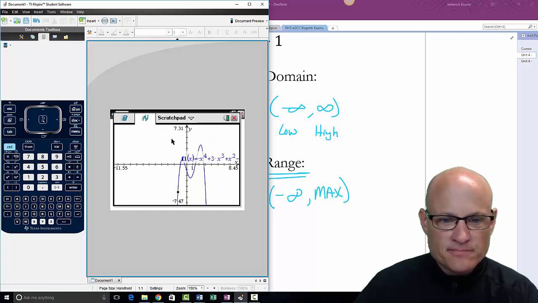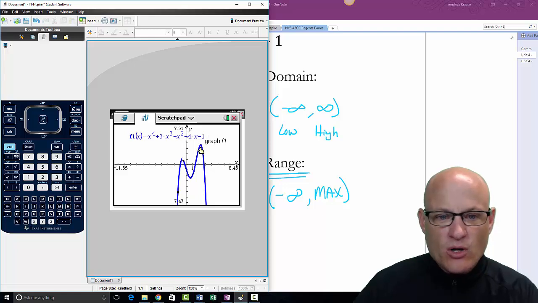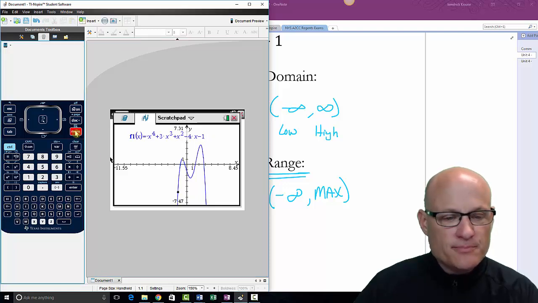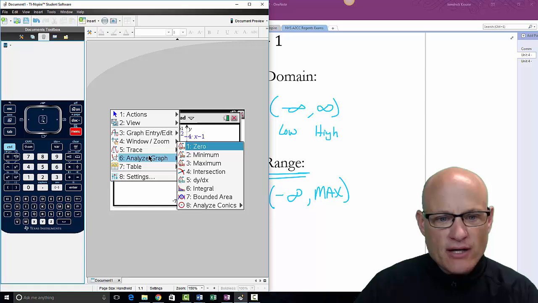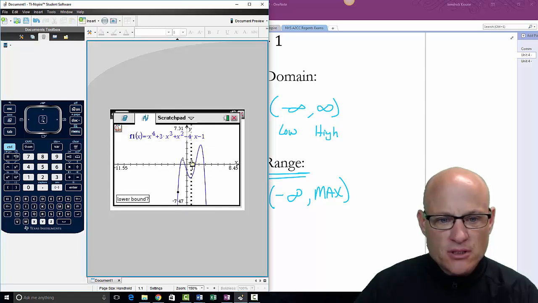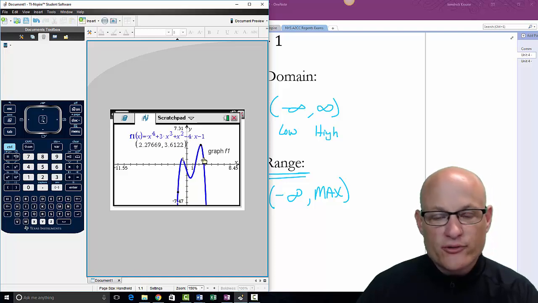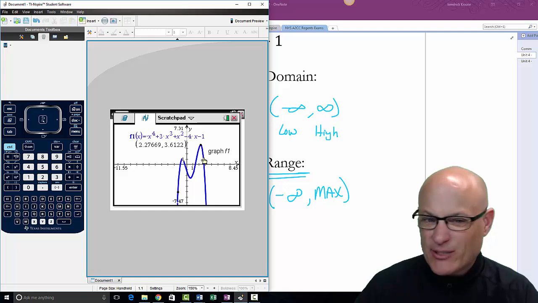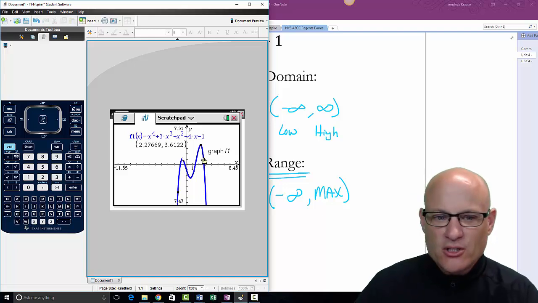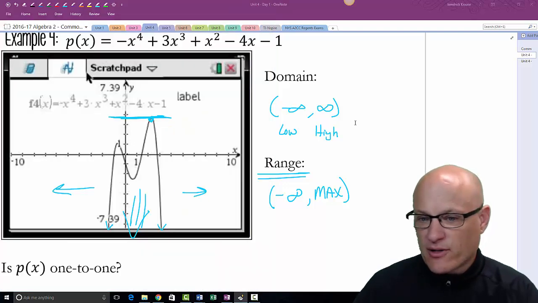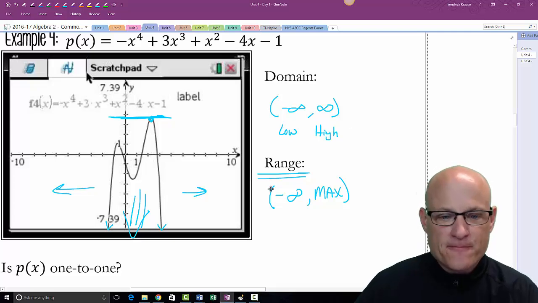Let me get rid of that. I don't need that anymore. And again, I want to know what that maximum is. So I go to Menu, Analyze Graph, Maximum. Click, click. So that maximum, remember, we're looking for the y value, is 3.6122, but it's probably irrational. So it's 3.6. I said 3.7, but there it is. We could find it if we have to.